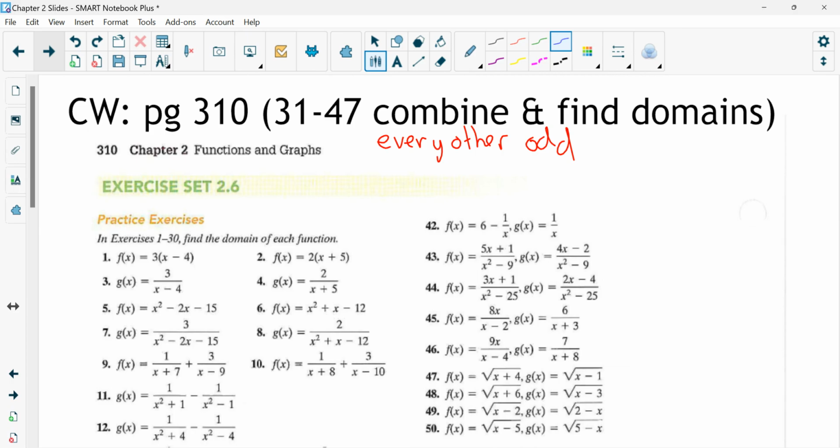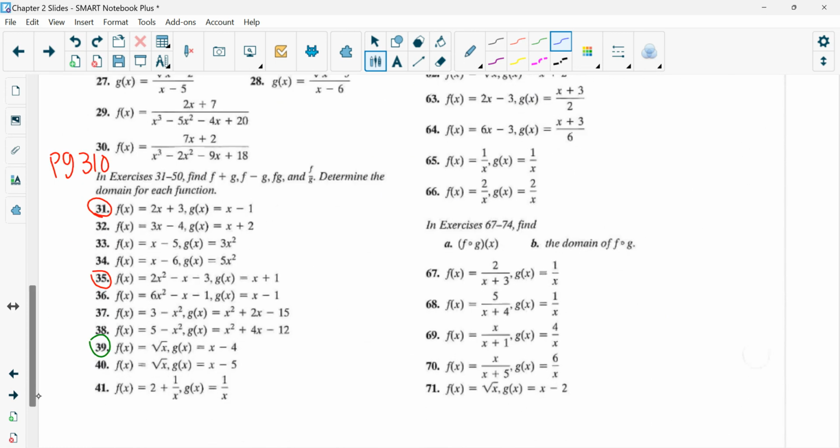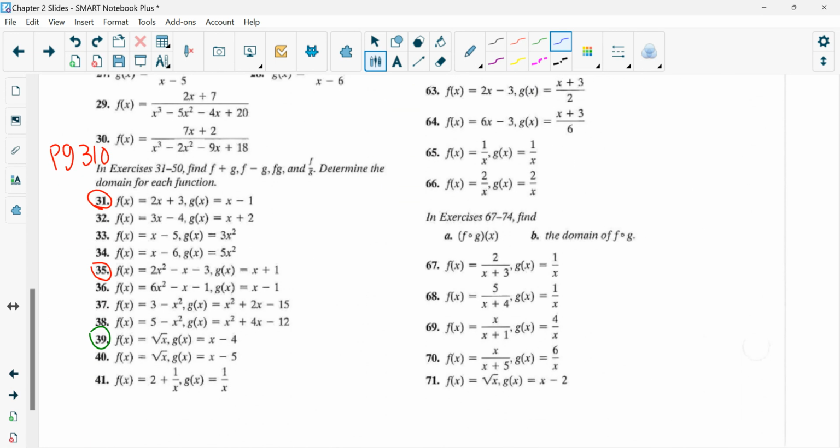All right, so you're going to practice doing these. It's page 310, 31 to 47, every other odd. So remember, every other odd means you skip. So 31, you skip 33, you do 35. And you're combining, the directions say to combine, and you're finding the domain. Okay, so here's 31, you skip 33, you do 35. Skip 37, do 39. So there's the first 3 there.